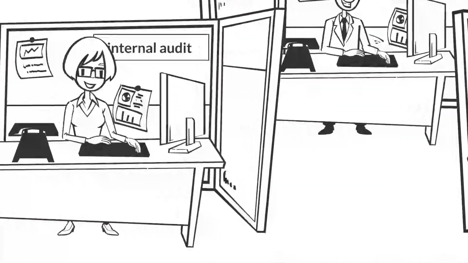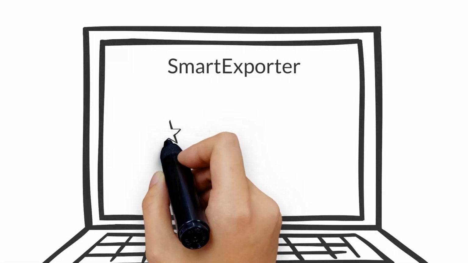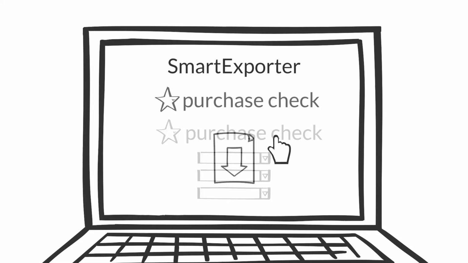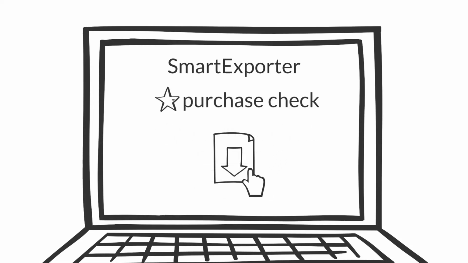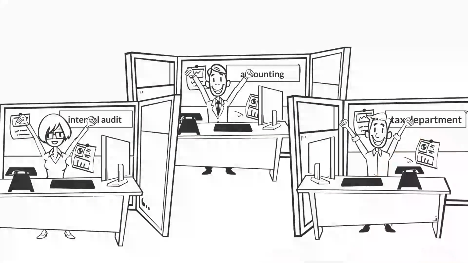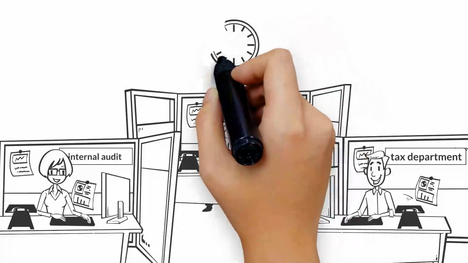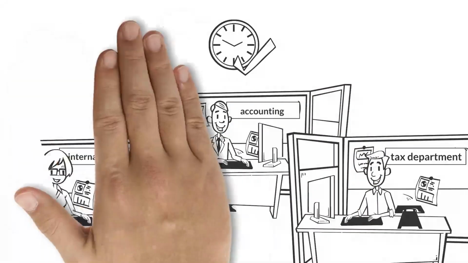This is also how Mrs. Mayer from the auditing department proceeds. She selects the favorite purchasing check in SmartExporter, enters the selection criteria, and downloads the data to her PC. Super! Now the specialist departments can obtain the required data themselves, and waiting times are significantly reduced.